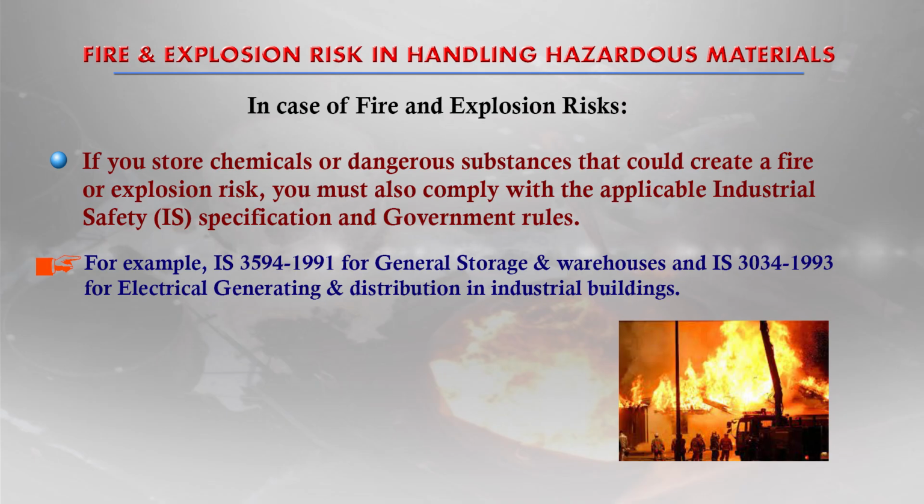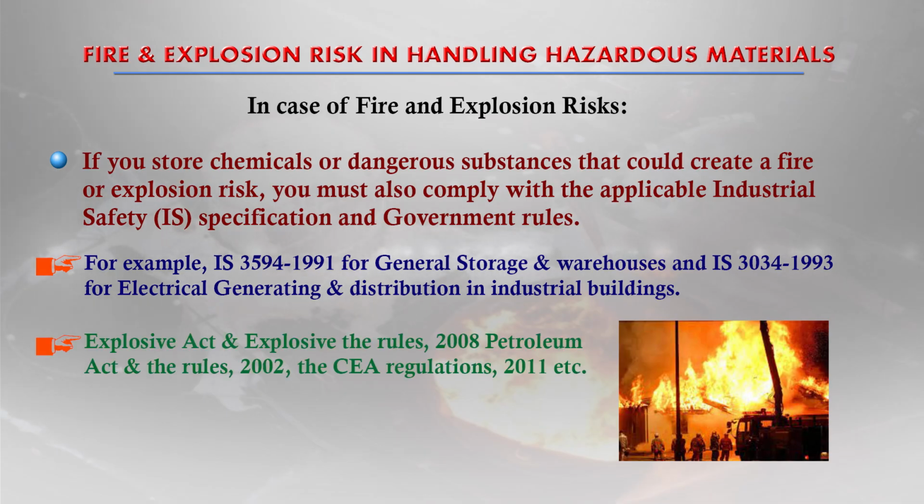For example, IS 3594/1991 for general storage and warehouses and IS 3034/1993 for electrical generating and distribution in industrial buildings. Explosive Act and Explosive Rules 2008, Petroleum Act and the Rules 2002, the CEA Regulation 201, etc. These are some of the legislations and the government rules. Ensure that flammable substances are correctly stored in suitable containers and are stored away from a source of ignition such as heater. This should never be stored near a source of ignition.